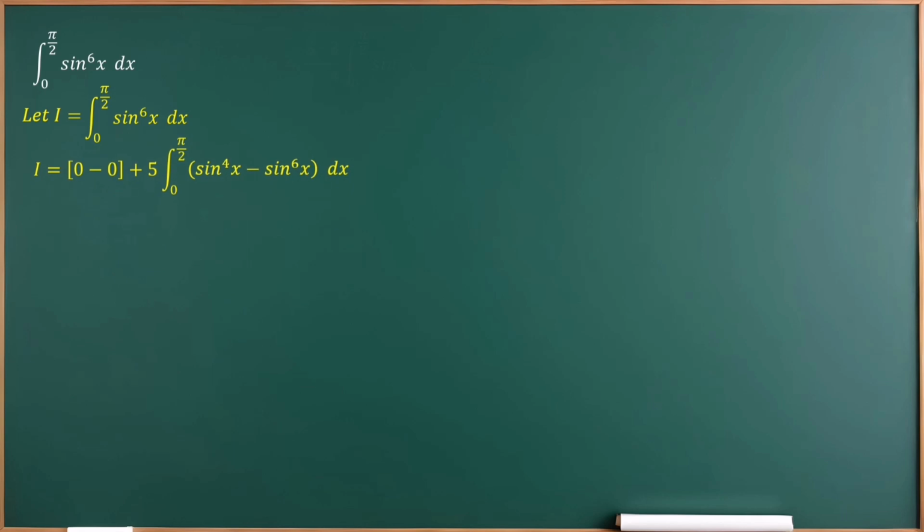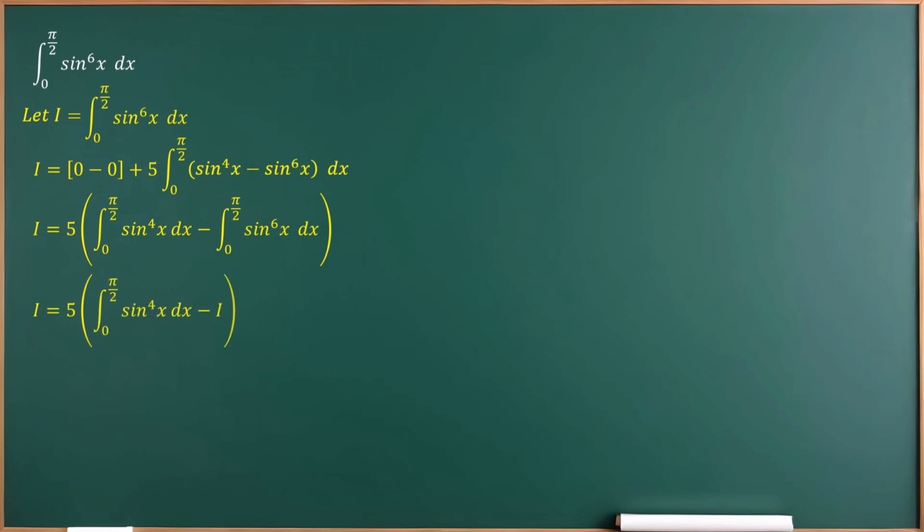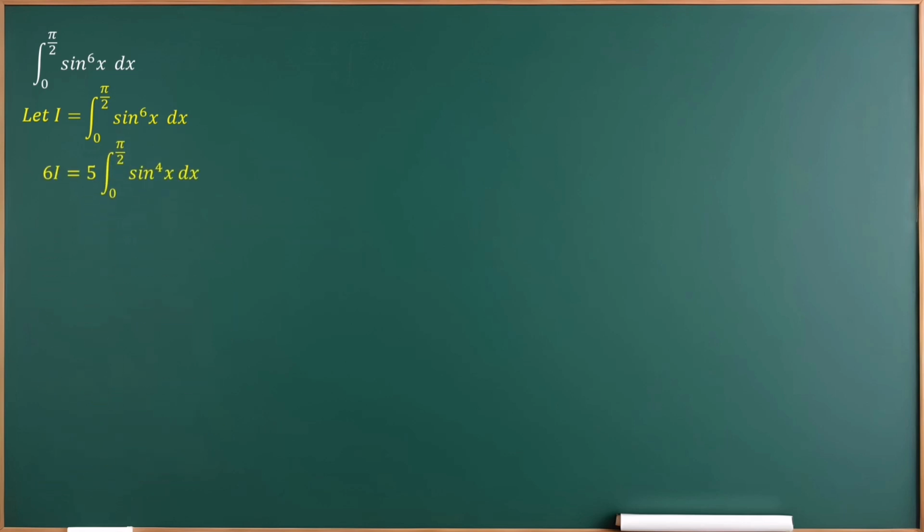Then we can consider the integral sign separately. Instead of integral sine to the power of 6x, we can substitute capital I. After that, we can remove the brackets. Then we have I equals 5 integral sine to the power of 4x minus 5I. Then we can write I plus 5I equals 5 times integral sine to the power of 4x. I plus 5I value we can get as 6I. Then we can make I the subject as 5 over 6 integral sine to the power of 4x.